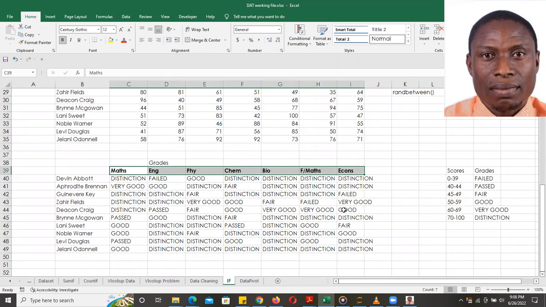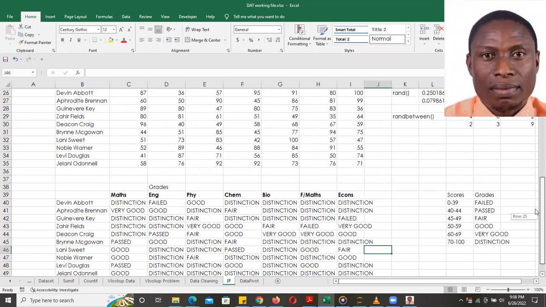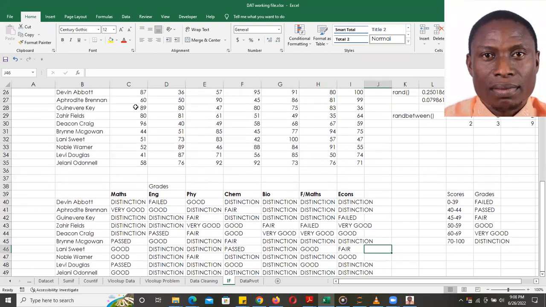Let's just check the grade. Devin Abbott had 87 in maths. That's distinction. He had 36 in English. That's failed. 57 in physics. That's good. 95 in chemistry, distinction. 91 in biology, that's distinction. 80 in further math, distinction. 100 in economics, distinction.